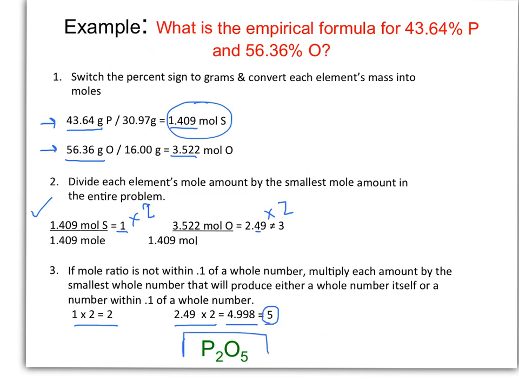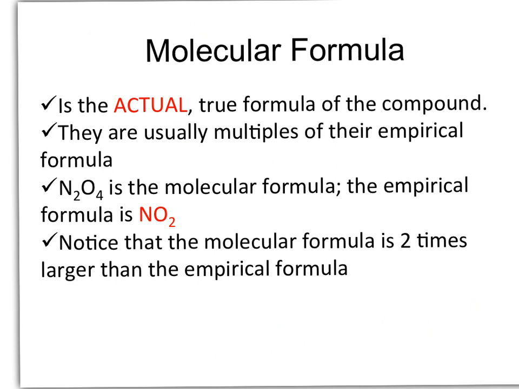And here I have my chemical formula of diphosphorus pentaoxide. Remember, with molecular compounds, which are covalent compounds, we use prefixes. So molecular formulas are the actual true formulas of the compound, and they are usually multiples of the empirical formula. They could actually be the empirical formula themselves as well.